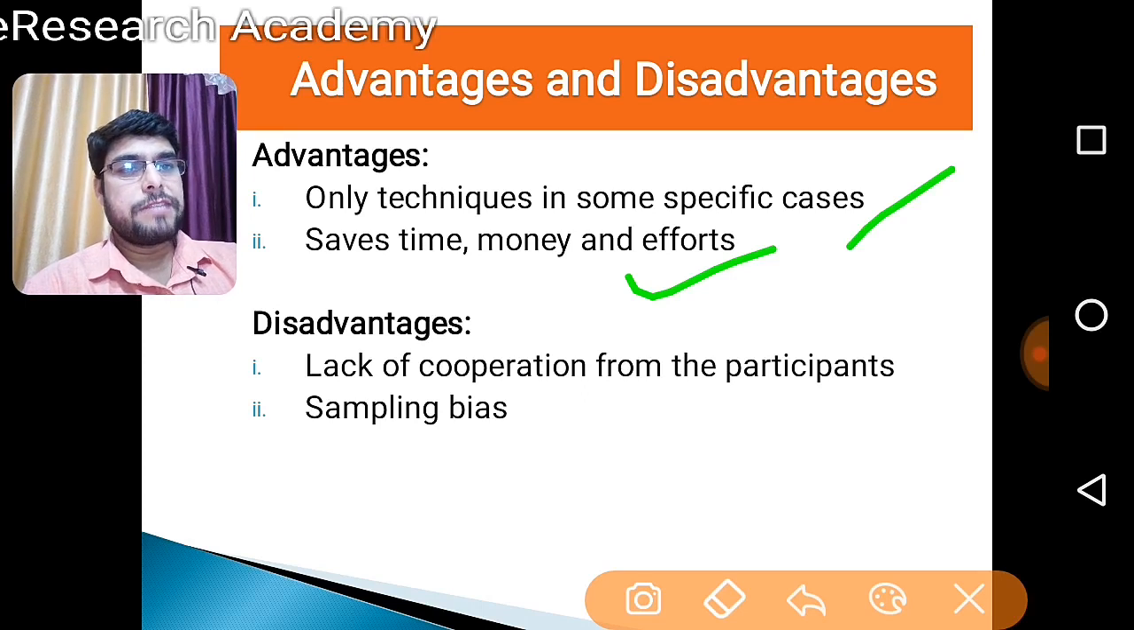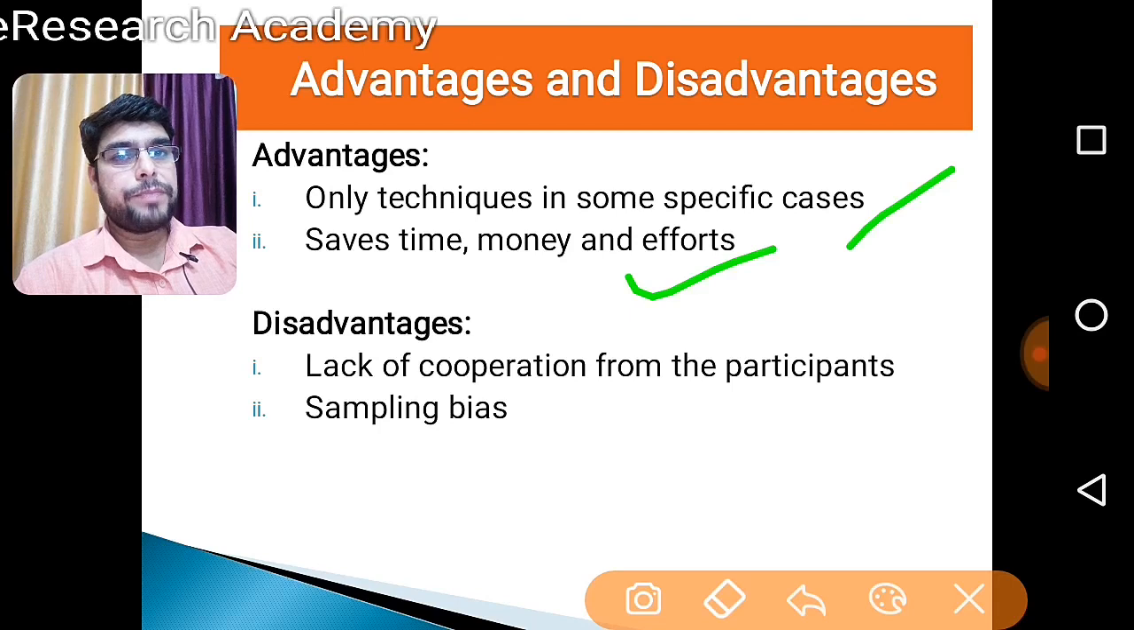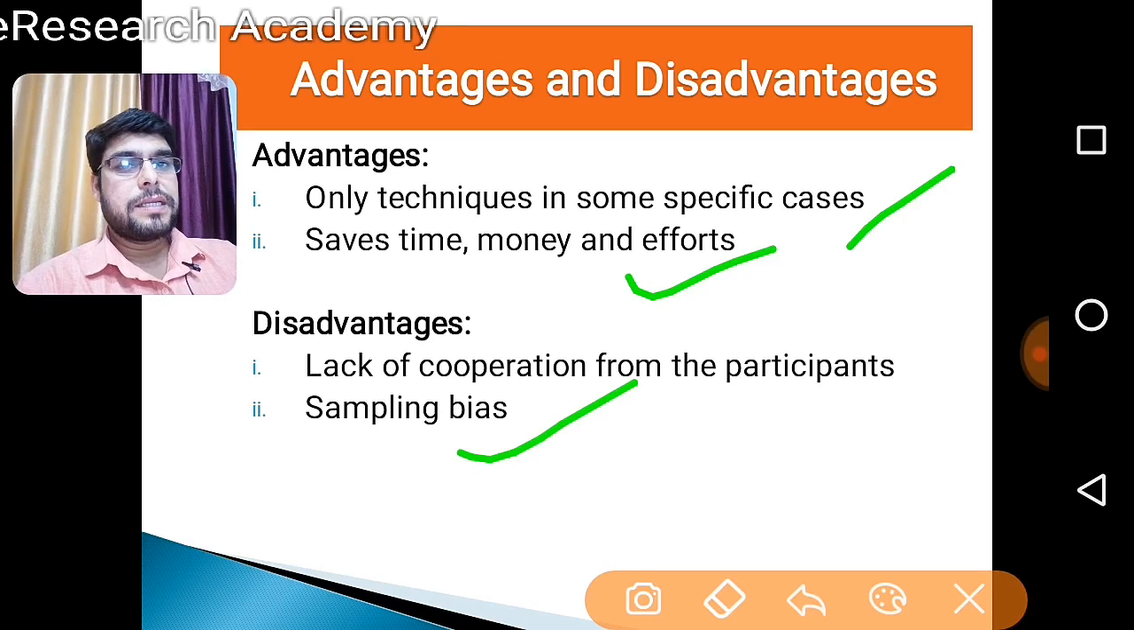And if we talk about the disadvantages, generally it is observed that participants do not cooperate in this kind of study or sampling because they have a specific trait or characteristic. So generally they want to hide themselves from society, or they don't want to bring themselves in front of other people. And then sampling bias is generally evident there. So these are the disadvantages of snowball sampling.